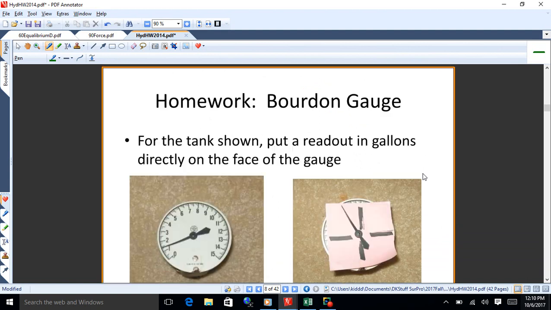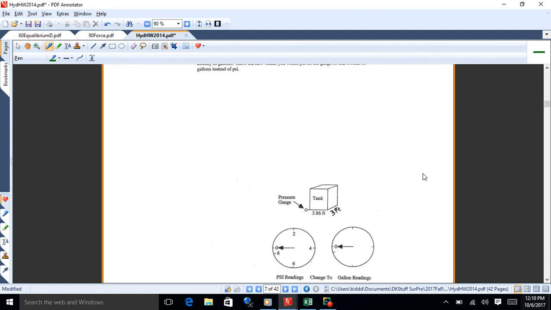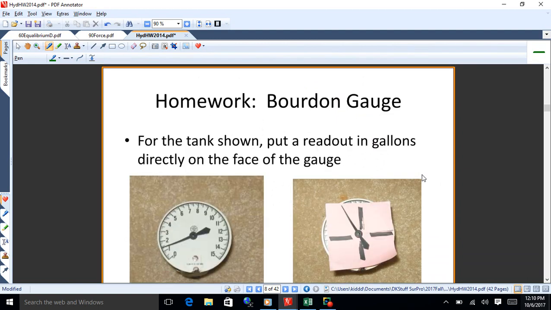All right, so the next one here, the idea is you're going to take the face of the gauge and change it. You might do it in a little fancier way than a Post-it note, but that's the idea. You're going to put a new gauge face on there, and you want to change the pressure reading into a volume reading in gallons. So you want someone to be able to look at that gauge with the moving dial and say, okay, the volume of the tank is such and such.